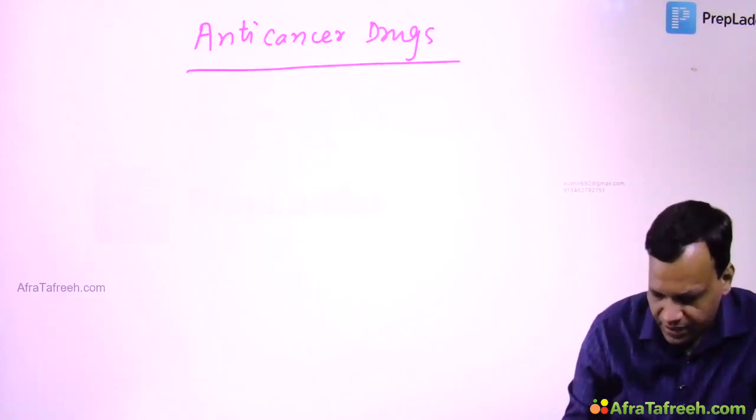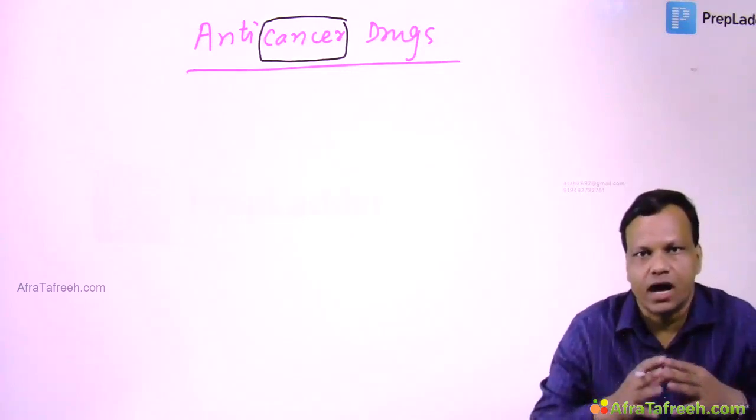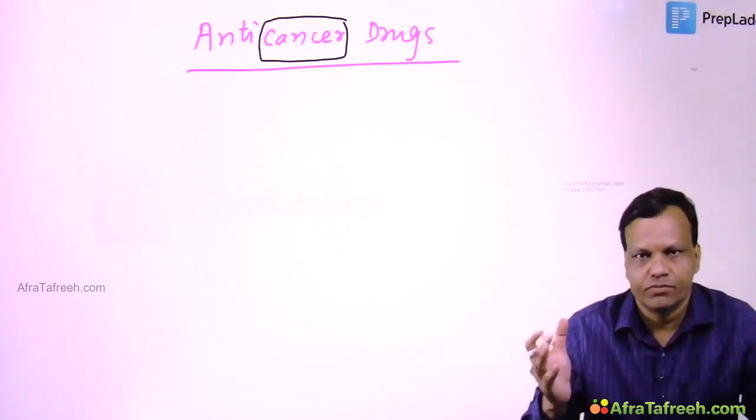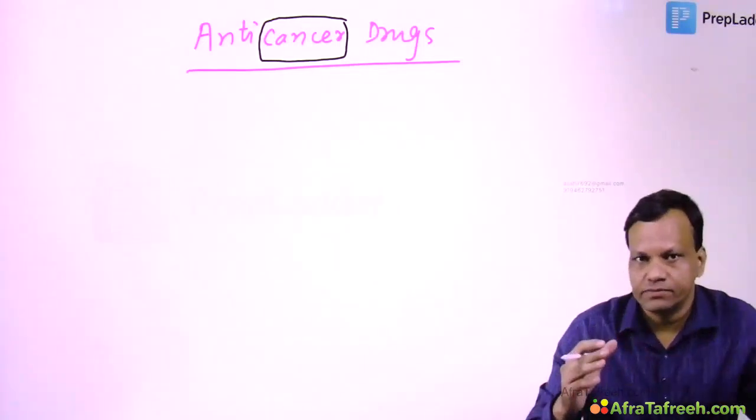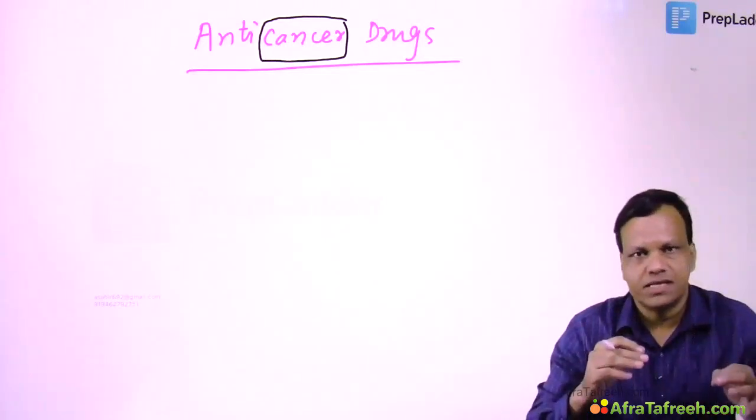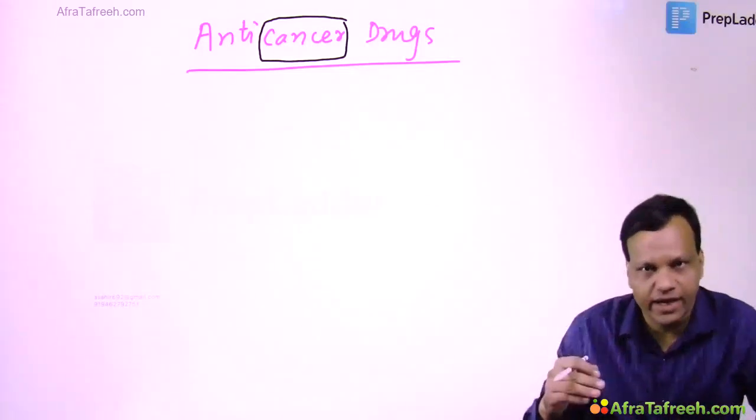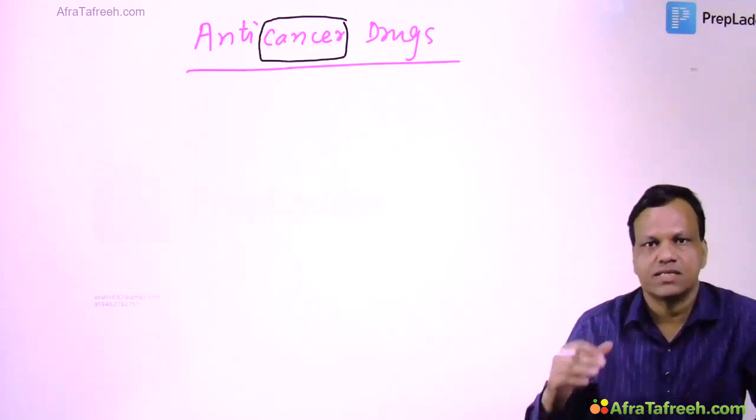First of all, cancer. What is cancer? You all know it is uncontrolled growth of cells. Normal cells also divide, cancer cells also divide. The difference is normal cells stop dividing after some divisions, but cancer cells forget that they have to stop. So cancer cells keep on dividing.